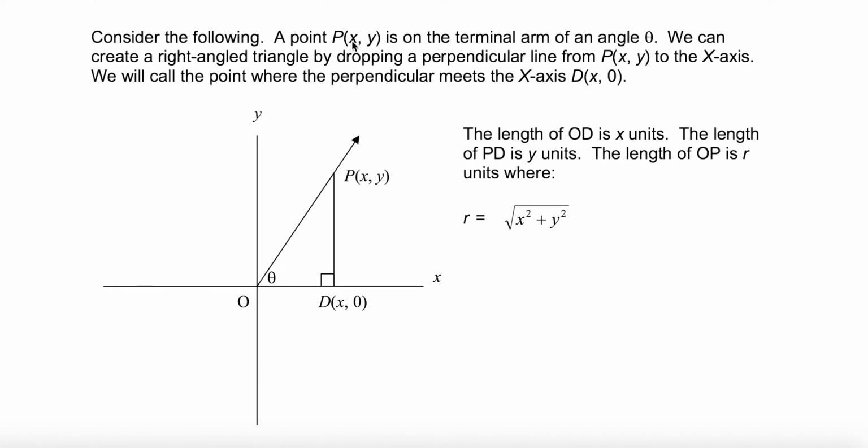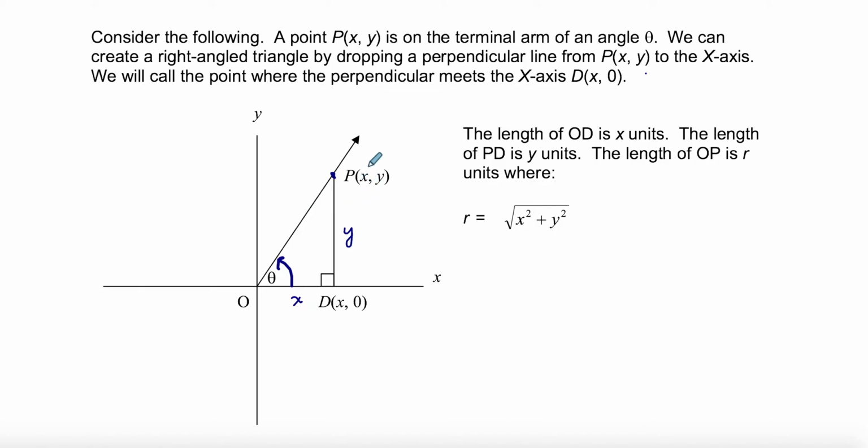A point P (x, y), so we have this point P here, is on the terminal arm of angle theta. So we have this angle theta here. We can create a right-angled triangle by dropping a perpendicular line from the point P(x, y) down to the x-axis, and we're going to call that point D. What I want you to notice is the length of this side of the triangle would be x, and the length of this side of the triangle would be y, because this is our vertical measurement.